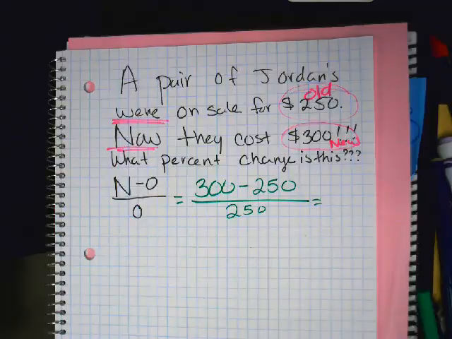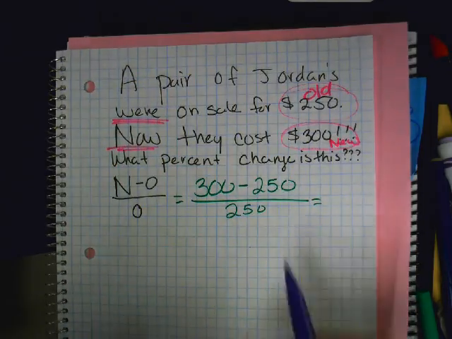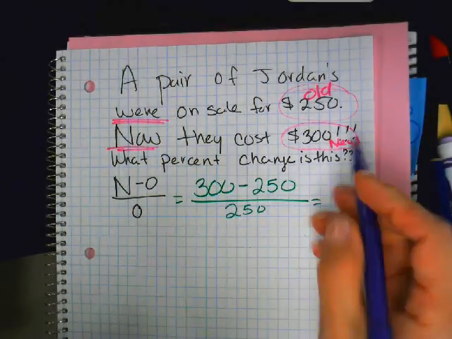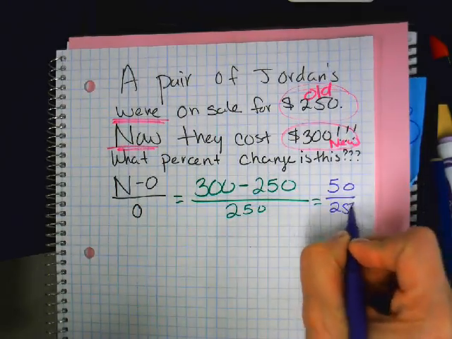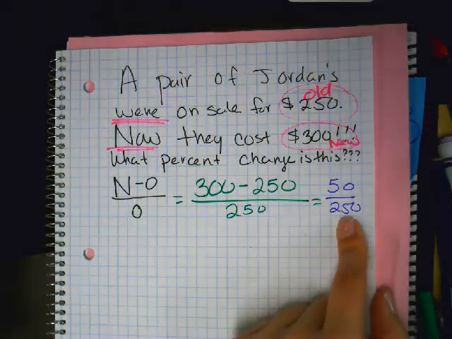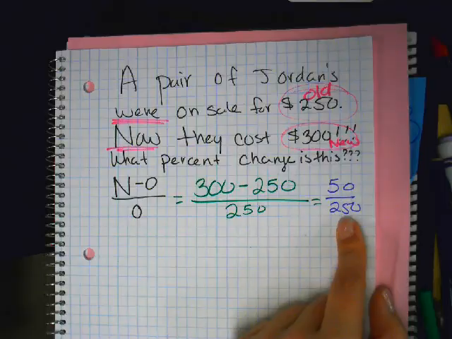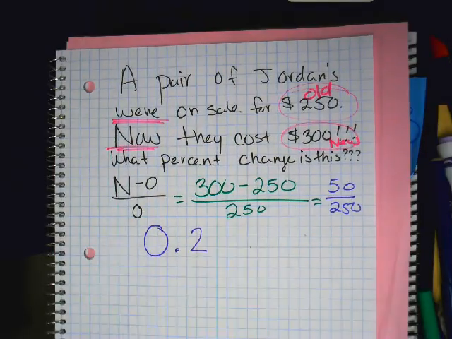So what is 300 minus 250? Nope, this number is bigger. I think 50. So just 50. It's positive. Divided by 250. All right, type it into your calculator. What decimal do you get? I got 0.2. All right. Whatever your calculator shows, you're going to write it down. Calculators don't give you percent, so we still have one more step to do.